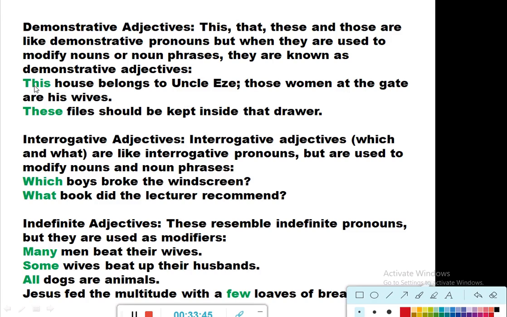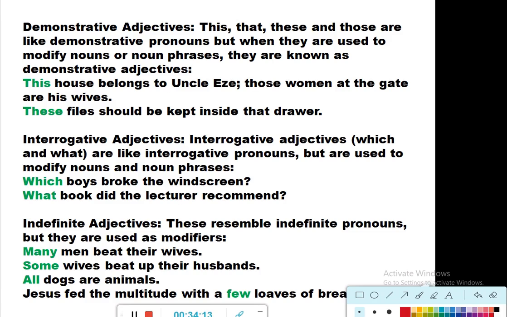Now, if we say this is Uncle Eze's house, then this becomes a demonstrative pronoun. But when we say this house belongs to Uncle Eze, this becomes a demonstrative adjective because it's telling us about the type of house we are talking about. Which house?